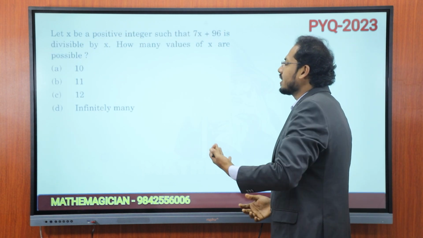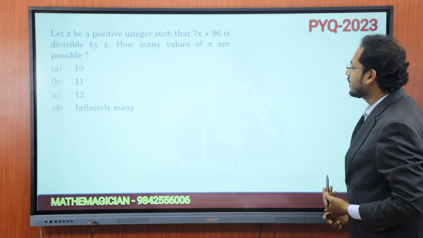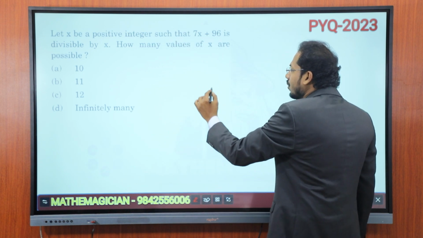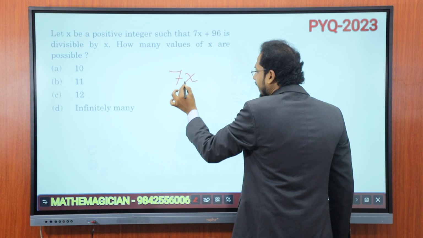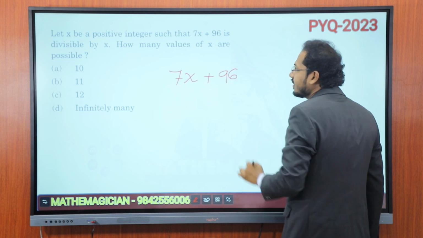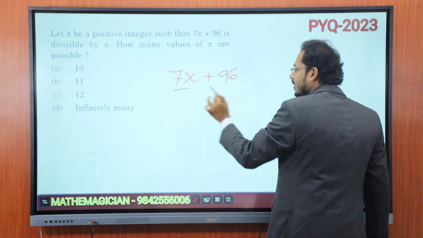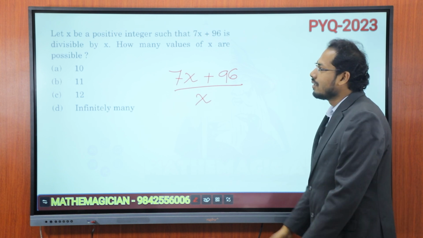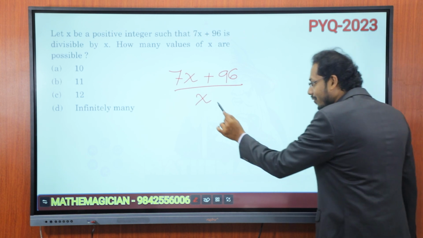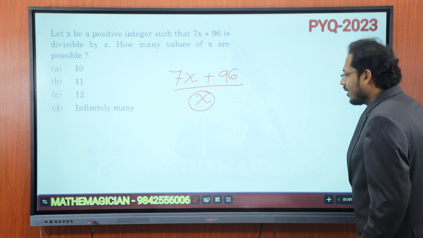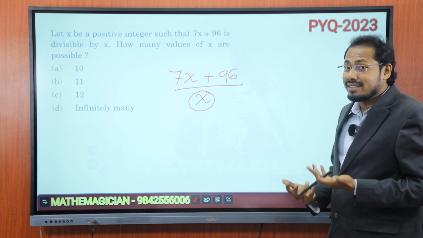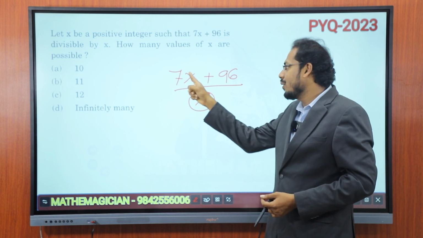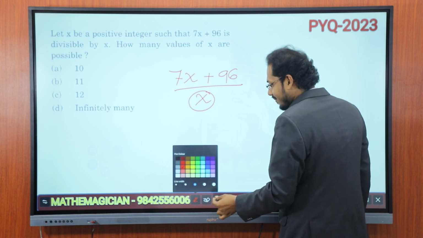Let x be a positive integer such that 7x plus 96, right? So 7x plus 96 is divisible by x. It is divisible by x. How many values of x are possible? Okay, now look at this. When I look at this number, already in remainder theorem we had learned one thing. Whatever in the denominator, if I take the denominator value and multiples, it's getting cancelled, right?